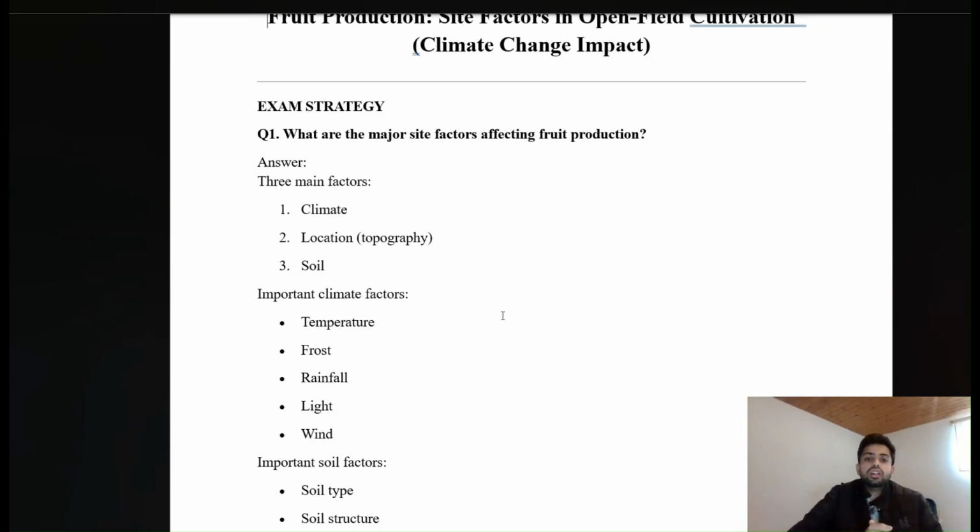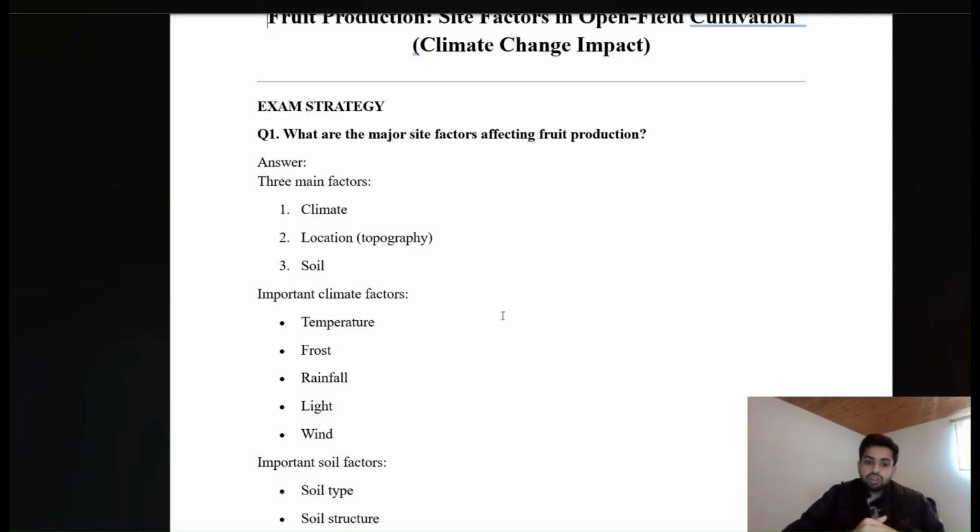So what are the major factors which affect fruit production? Just keep in mind, if you want to produce a fruit orchard, then what should you consider? The first one is the climate. Is the climate good for my crop? Is the location, meaning the topography, good for my crop? And the third one is soil. These are the three main site factors which you keep in mind during fruit production.